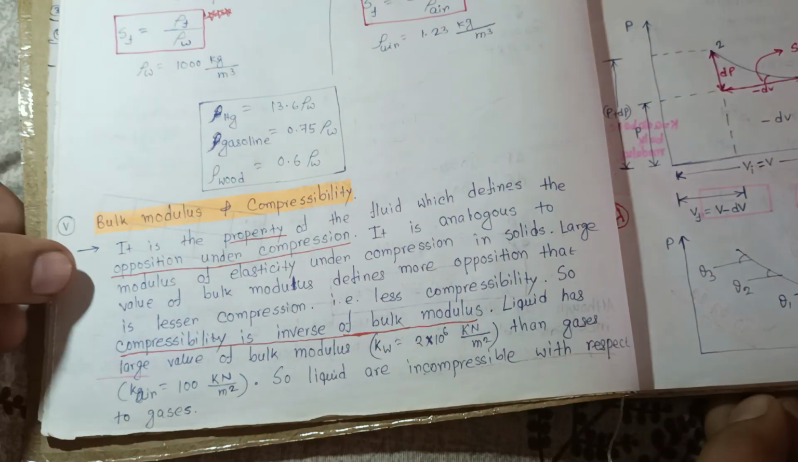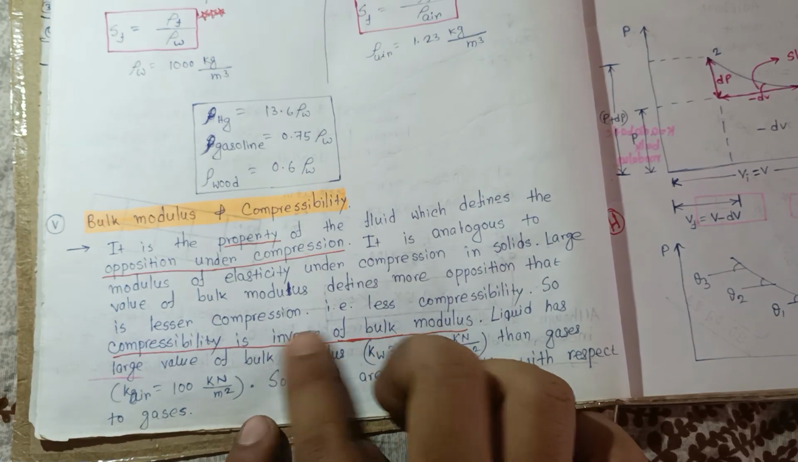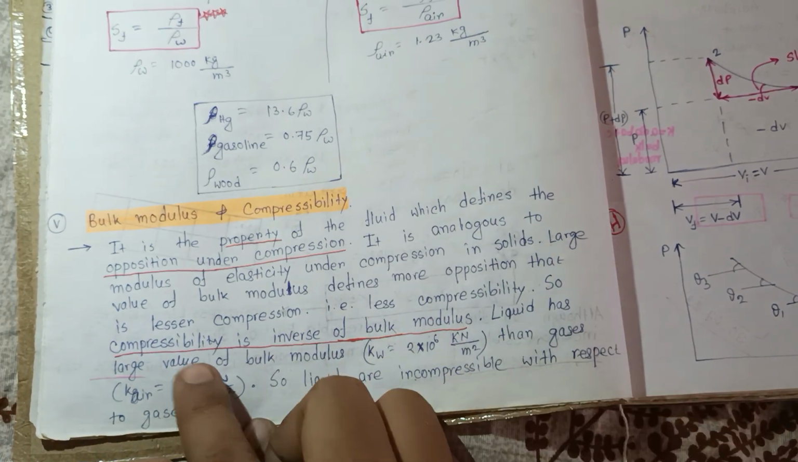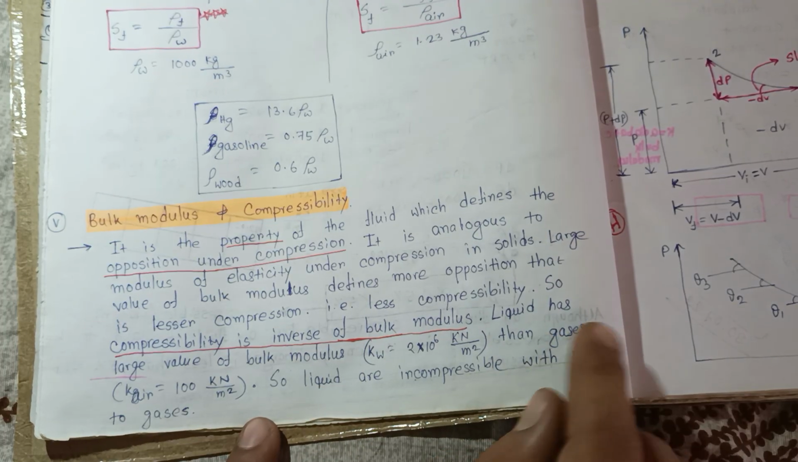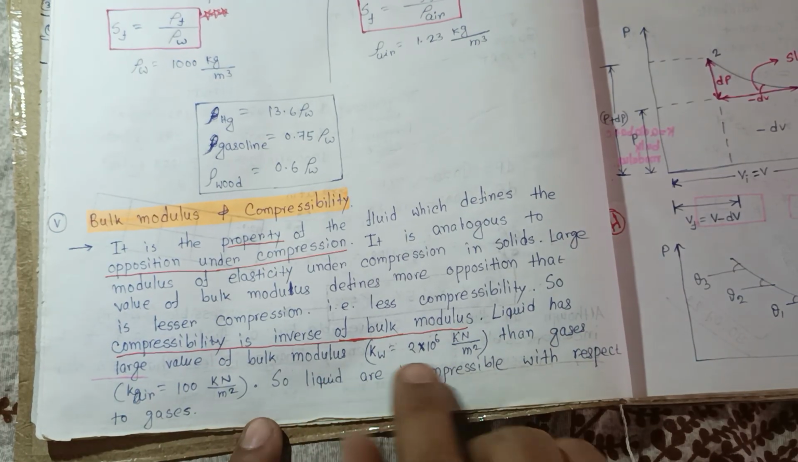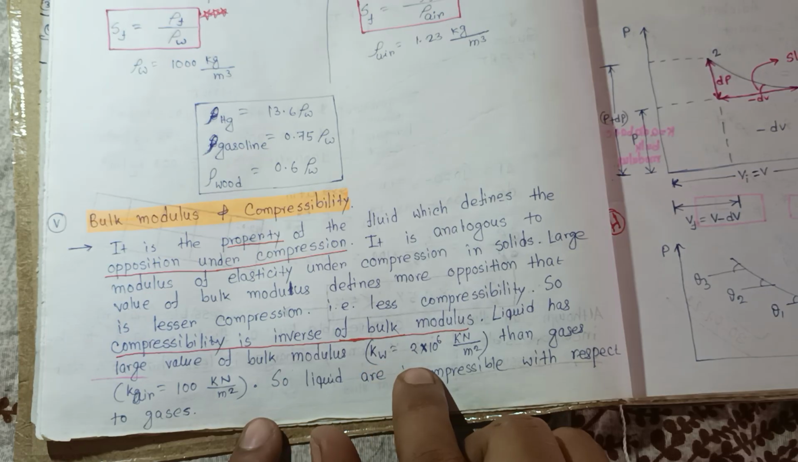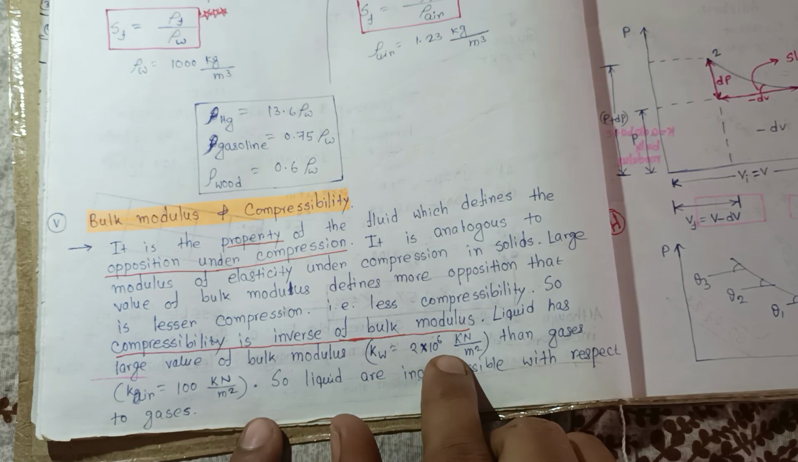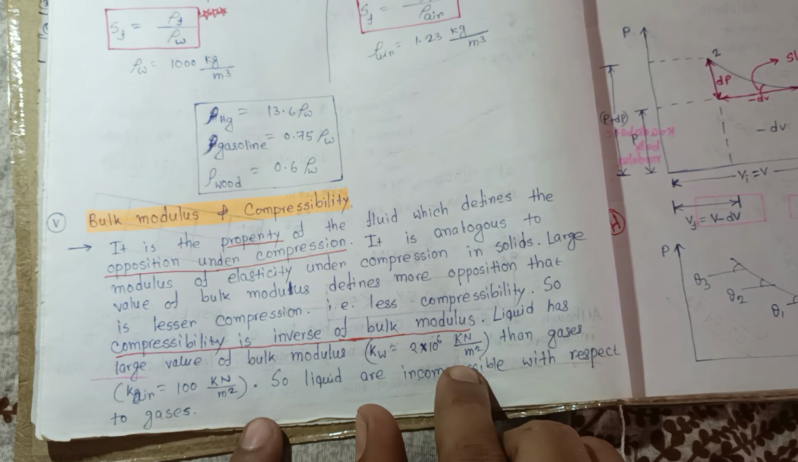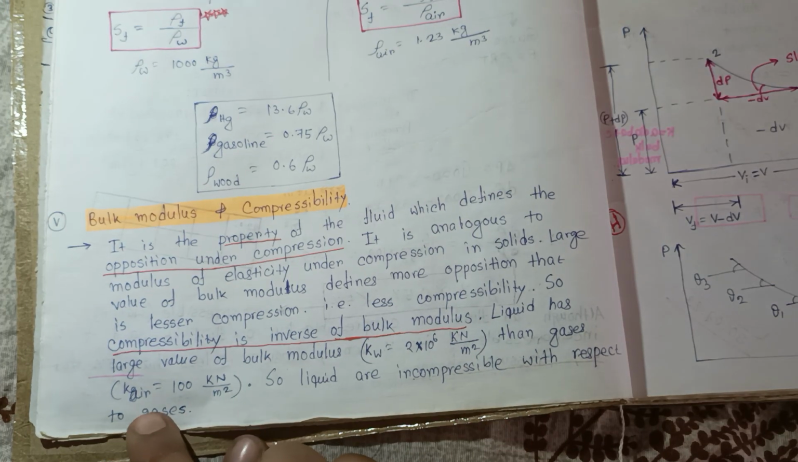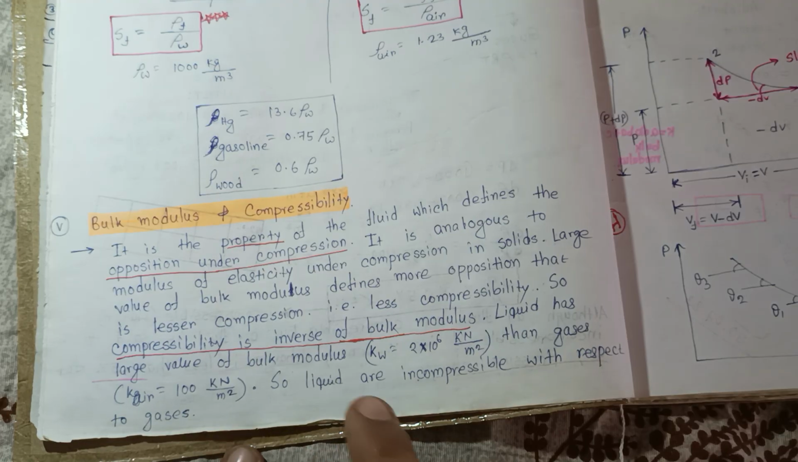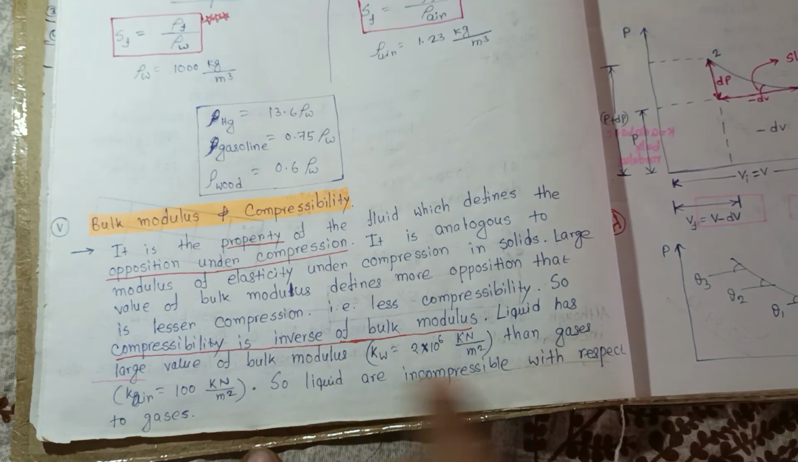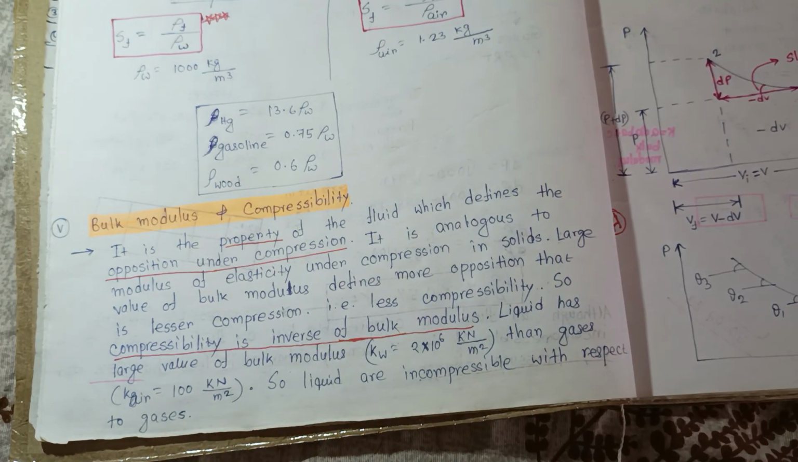So less compression means less compressibility. So compressibility is the inverse of bulk modulus. Liquid has a large value of bulk modulus, so K of water is equal to 2 into 10 to the power 6 kilonewton per meter square. Then gases have a bulk modulus of 100 kilonewton per meter square. So liquids are incompressible with respect to gases. Okay, so now we will see that.